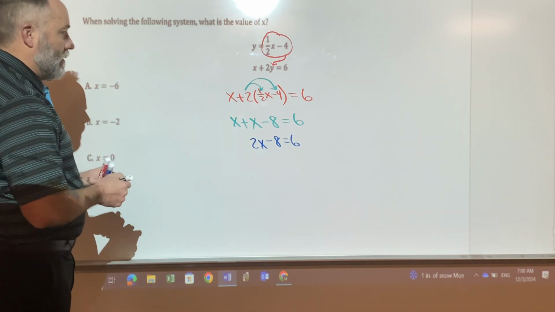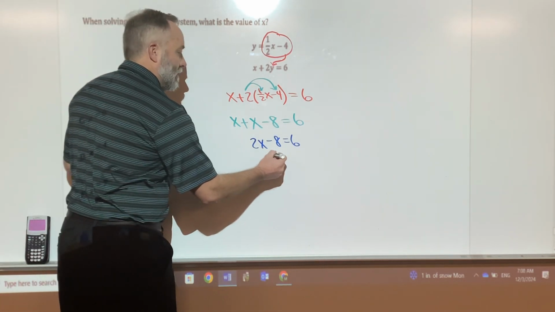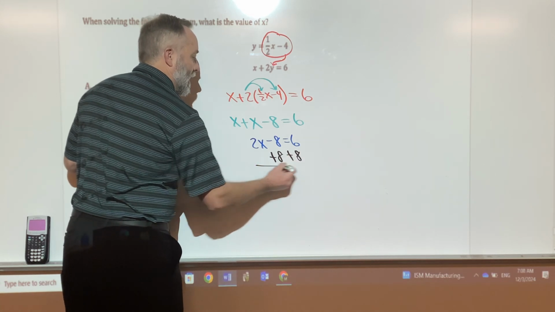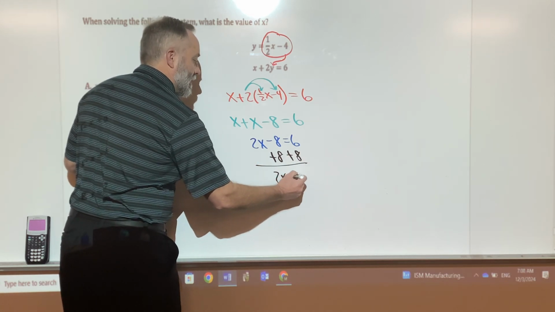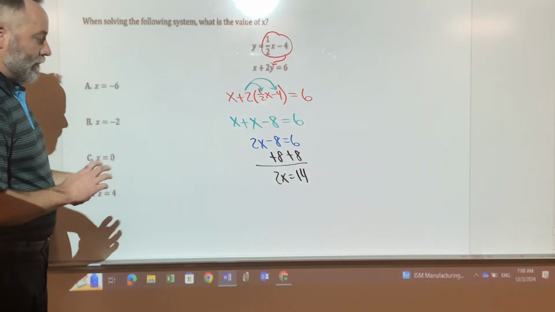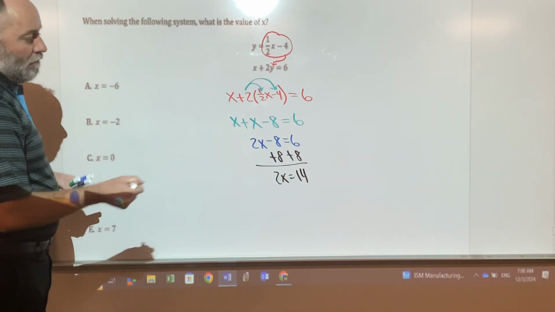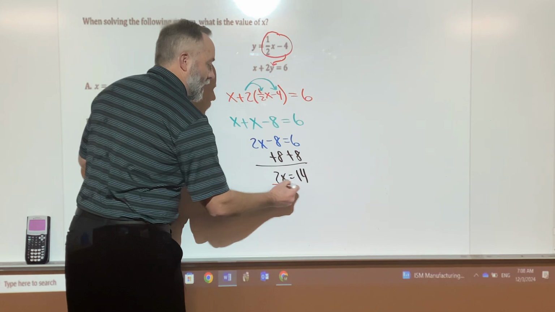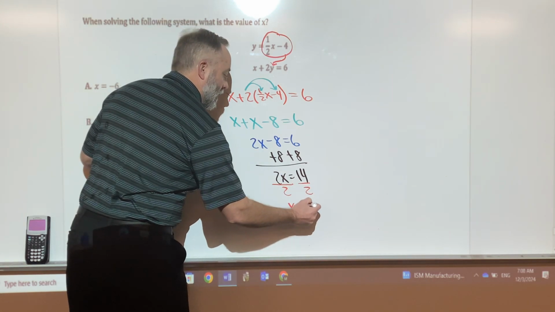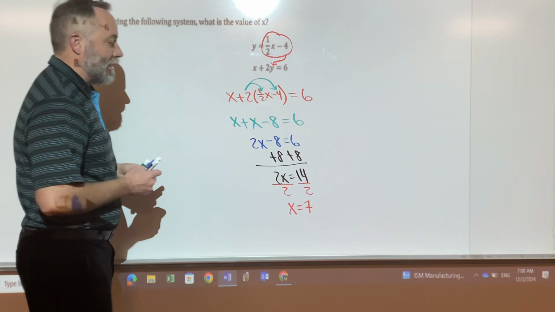We're just trying to solve for or isolate x, so let's add 8 to both sides of the equation, and that gives us 2x is equal to 6 plus 8 is 14. Last step to get x by itself, it's being multiplied by 2, so to undo that, we'll divide both sides by 2. That leaves us with x is equal to 7.